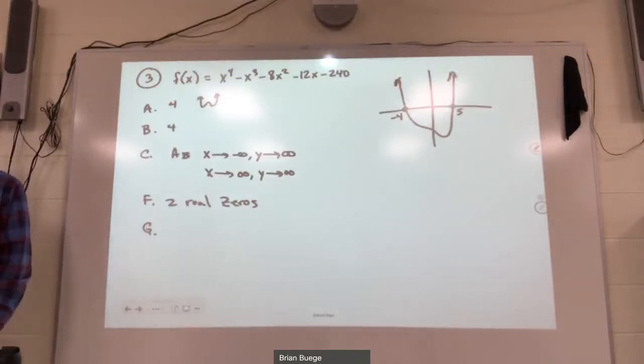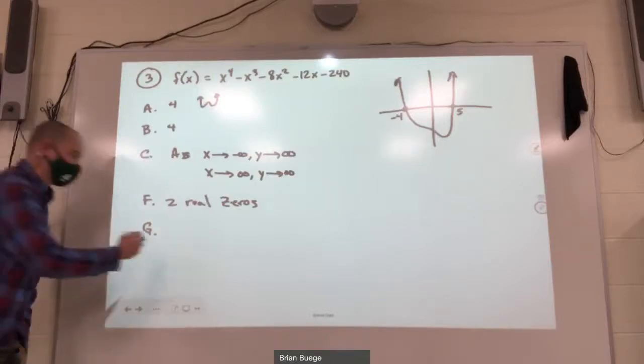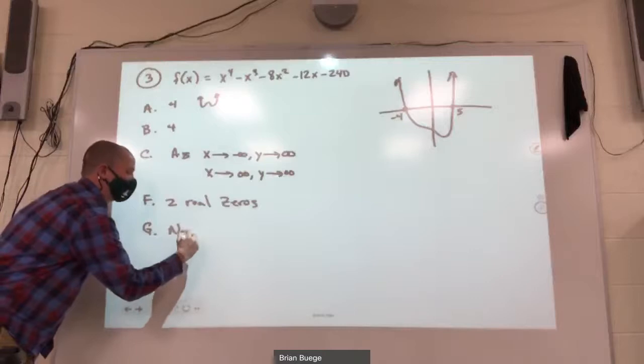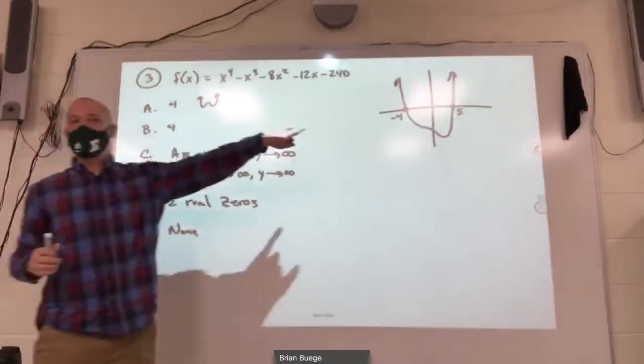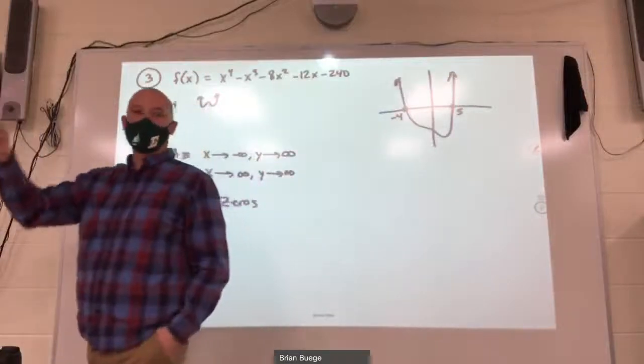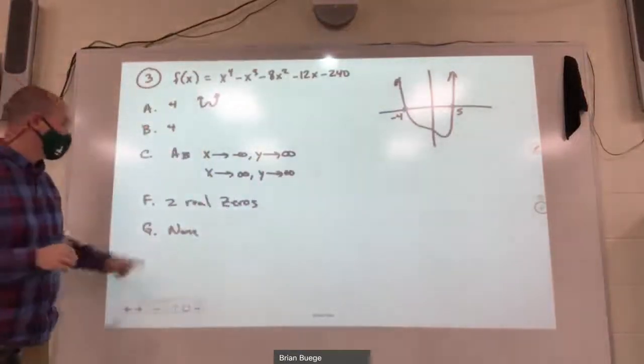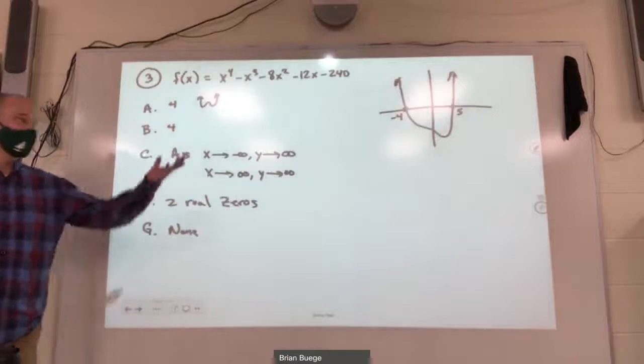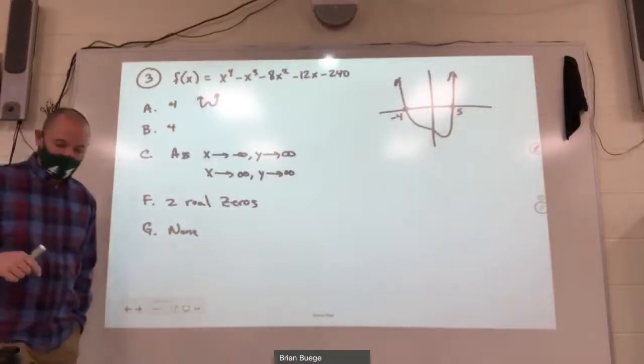And what's the answer to that one? How many zeros are repeated? None of them. Okay, and how do you know that one? Because none of them bounce off them. Yeah, both of the x-intercepts that you can see go through the x-axis. Neither of them bounce off of the x-axis. Okay? So no repeated zeros because there's nothing that's bouncing off of the x-axis.